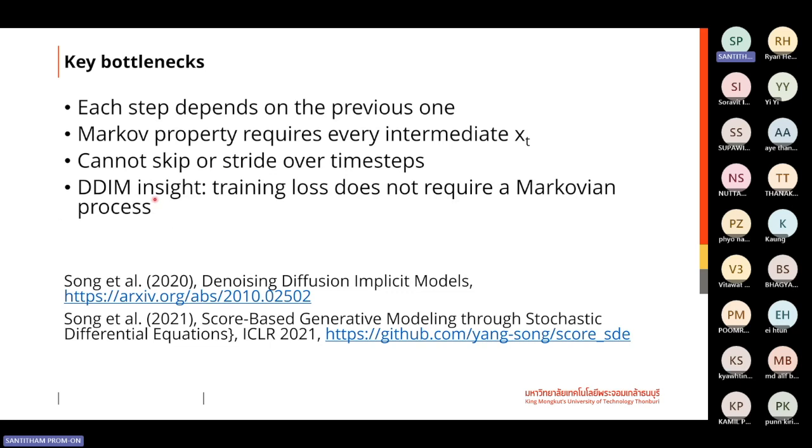DDIM, Denoising Diffusion Implicit Models, was proposed in a paper by Song and his colleagues in 2020, and also in the ICLR 2021 paper by Song, Score-Based Generative Modeling through Stochastic Differential Equations. You can take a look at both. The first one is the paper. The second one is the GitHub that contains the scoring and evaluation of the method.